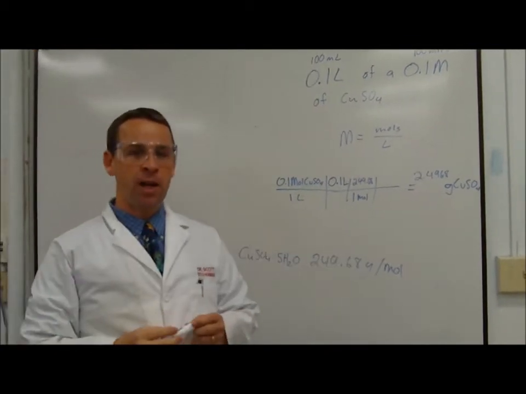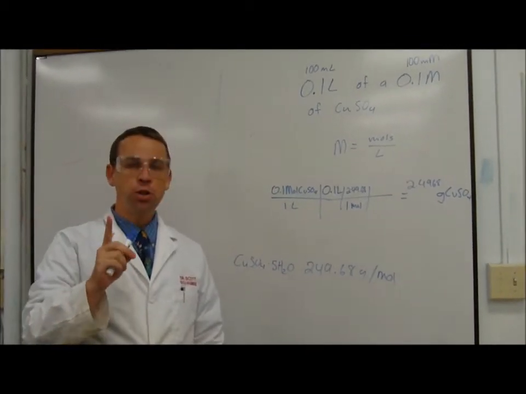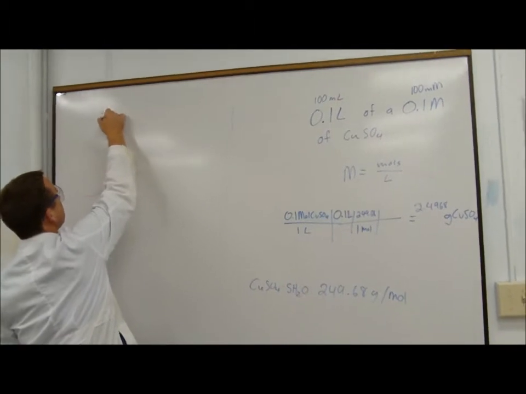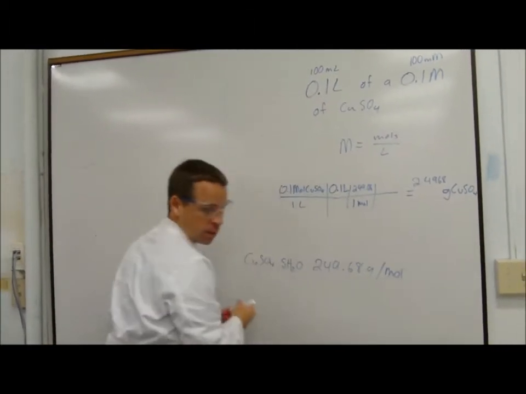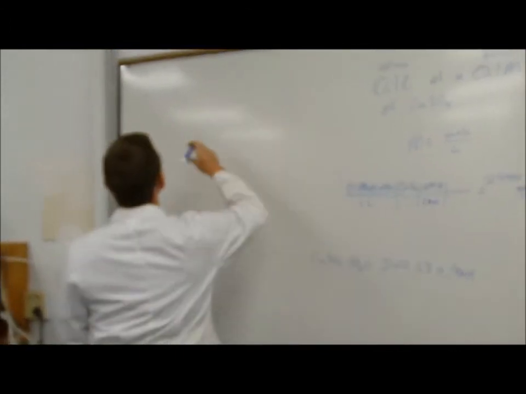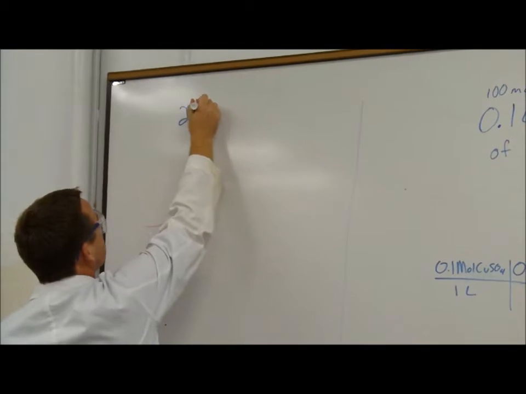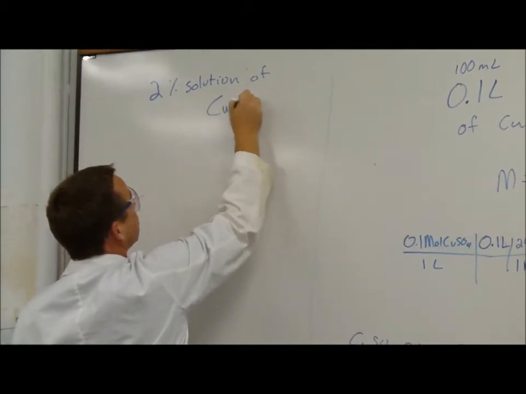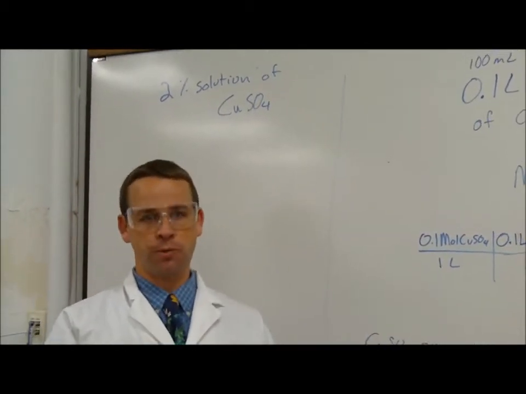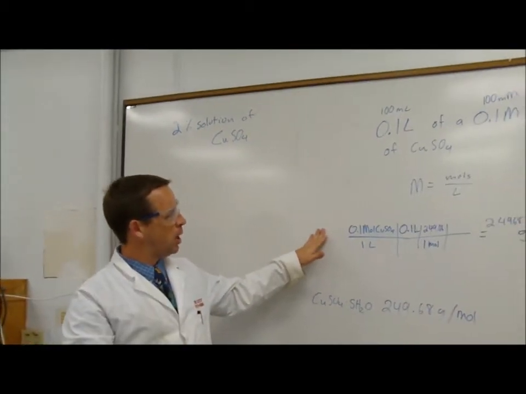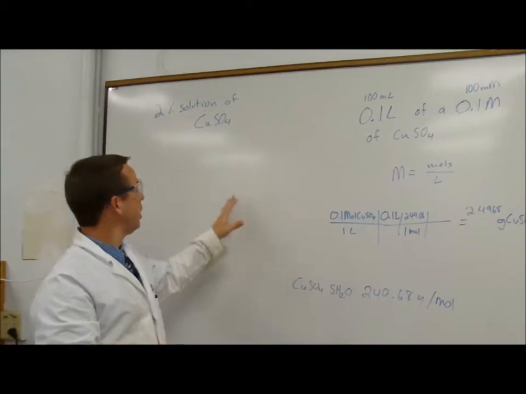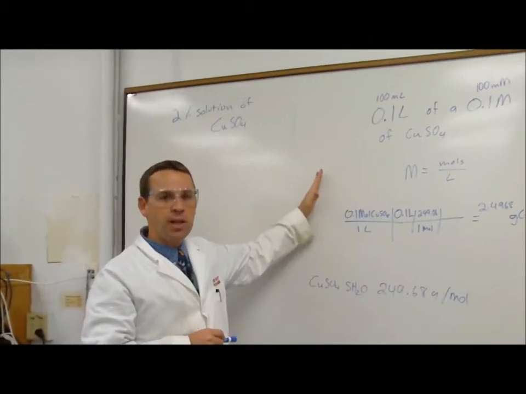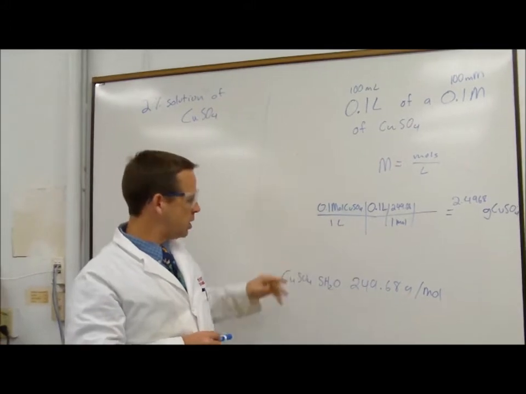Now, if I want to have a 2% solution of copper sulfate, 2% now, okay? So 2%, let me try a different color. All right, a 2% solution of copper sulfate, okay? Here, this made a 0.1 molar solution of copper sulfate, and over here I'm trying to make a 2% solution of copper sulfate.